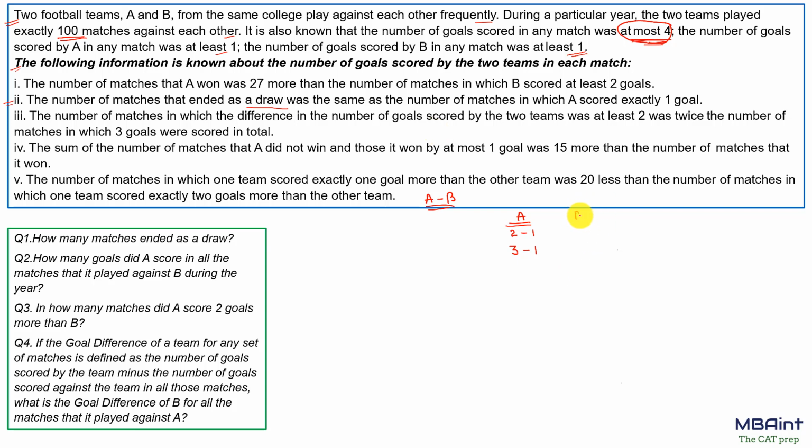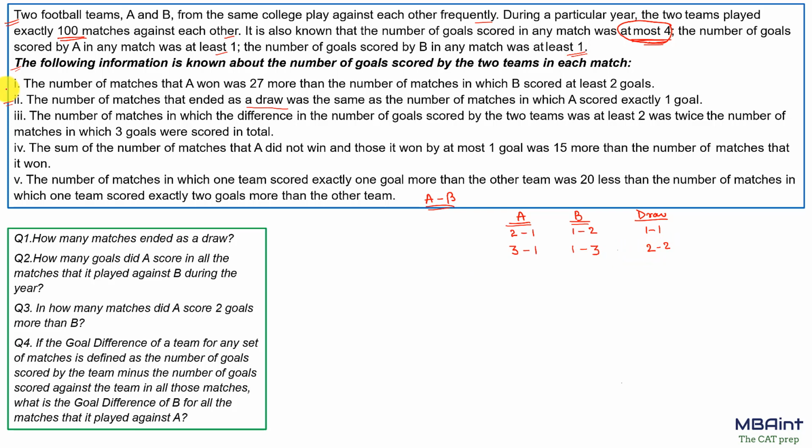And what is the possibility in which B wins? If we are writing in the same terms, A makes 1 goal, B makes 2, or A makes 1 goal and B makes 3. And what are the possible cases in which that will end in draw? So draw cases would be 1-1 or 2-2. So these are the possible cases.